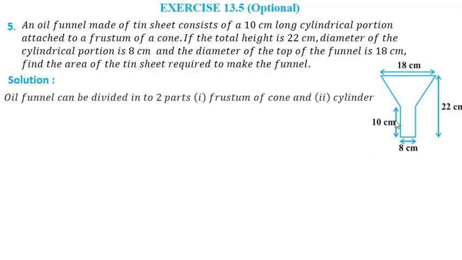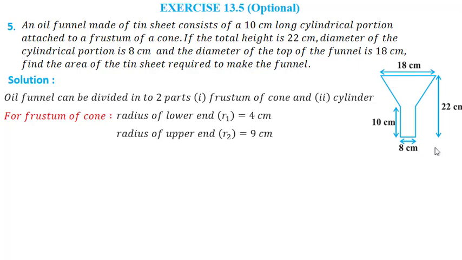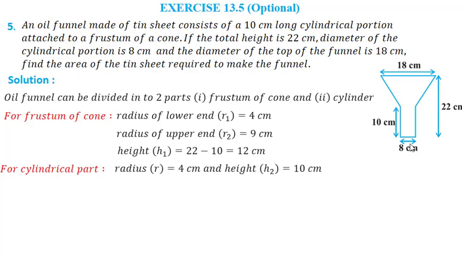Now this oil funnel can be divided in two parts. One is this frustum of cone and the other is this cylindrical portion. For the frustum of cone, the radius at the lower end, that is R1, is 4 cm. The diameter is given as 8 cm, so the radius is 4 cm. For this upper part, the radius is 9 cm. The height of the funnel is 22 minus 10, that gives me 12 cm. For this lower cylindrical portion, we have radius 4 cm and height 10 cm.